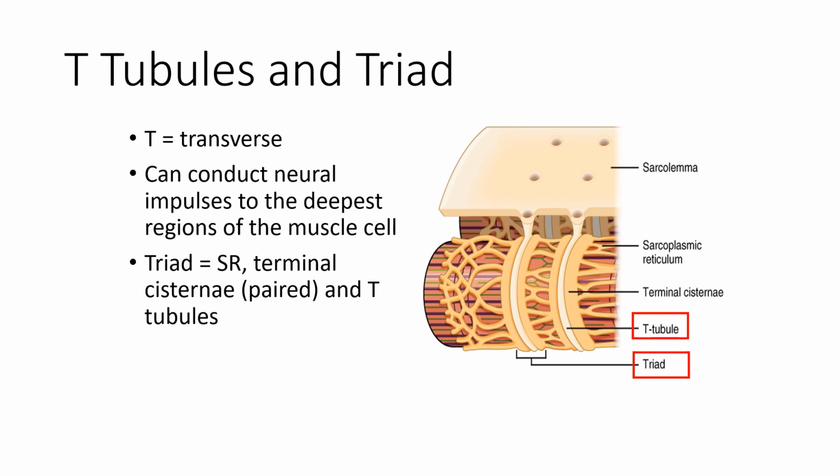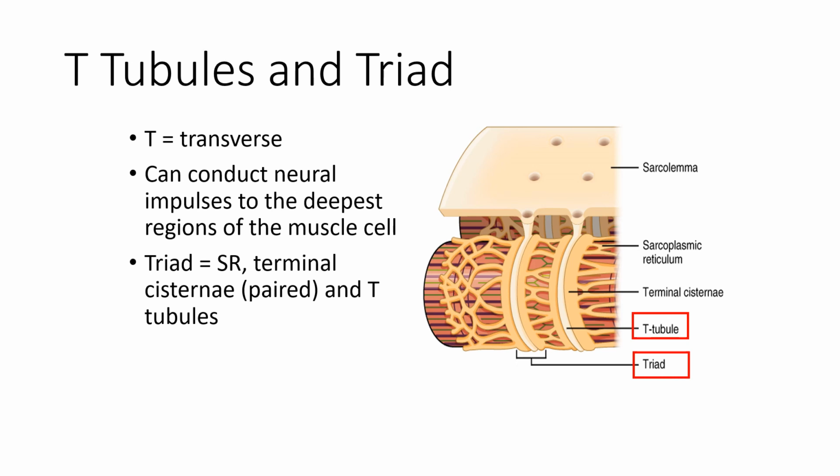So the last of the structures that we need to discuss are the T-tubules and the triad. So remember that T equals transverse, and these tubules have membranes that contain large concentrations of ion channels, transporters, and pumps. The T-tubules permit rapid transmission of the action potential or the neural impulse into the deepest region of the muscle cell. They also play an important role in the regulation of cellular calcium concentrations.